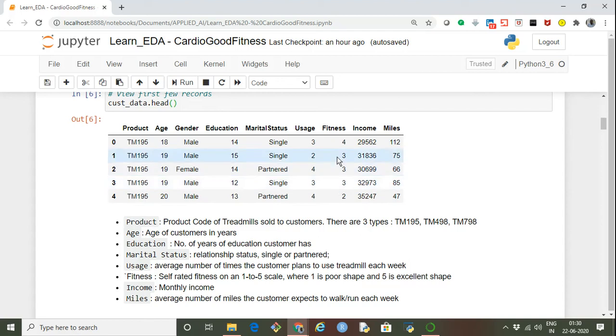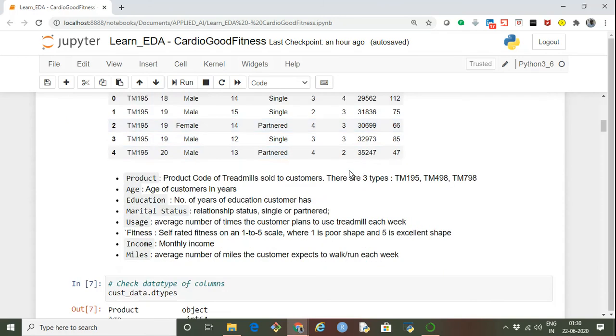Fitness is a self-rated fitness on a scale of 1 to 5, where 1 means poor and 5 means excellent. We ask the customers how they want to rate themselves on the fitness scale from 1 to 5. Income is the monthly income of the customer, and miles is the average number of miles we expect the customer to run or walk every week. So these are the columns, or features, based on which we want to profile our customers.